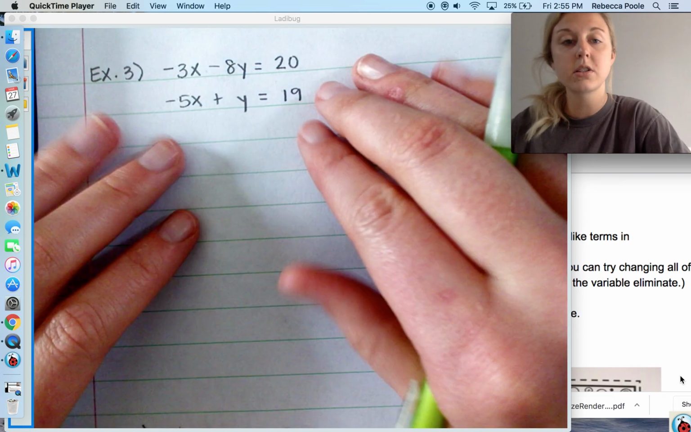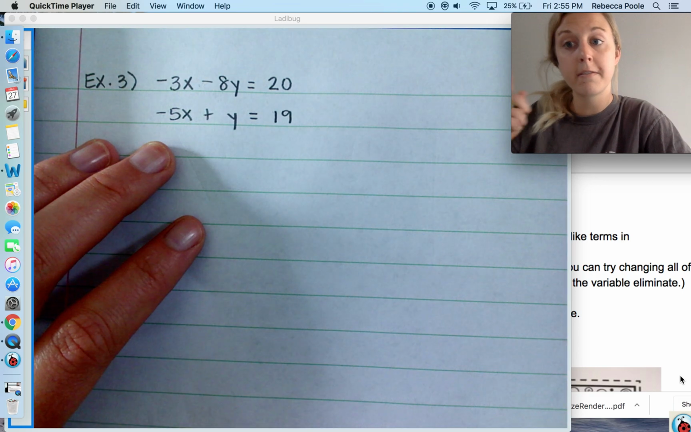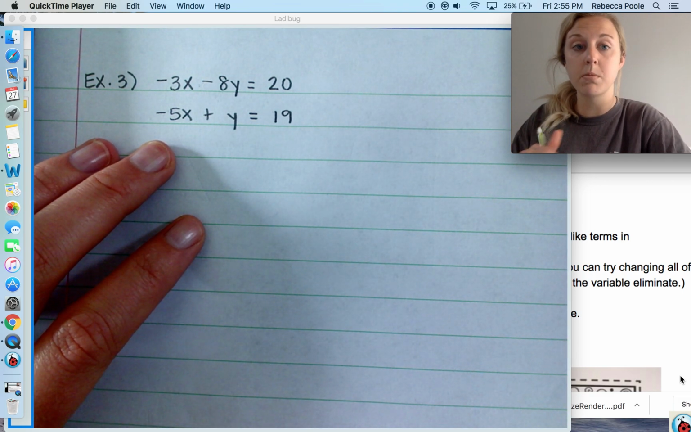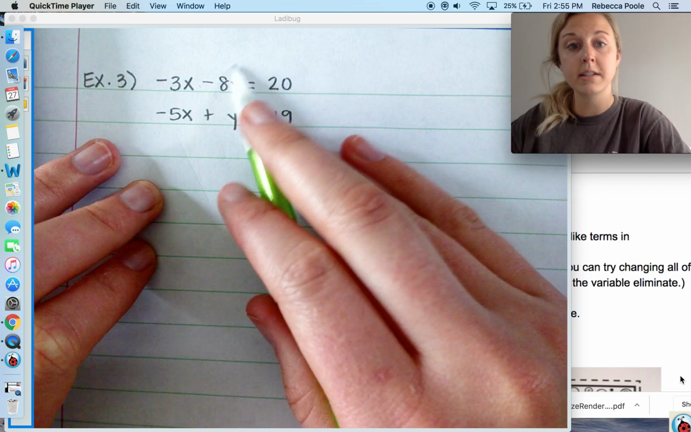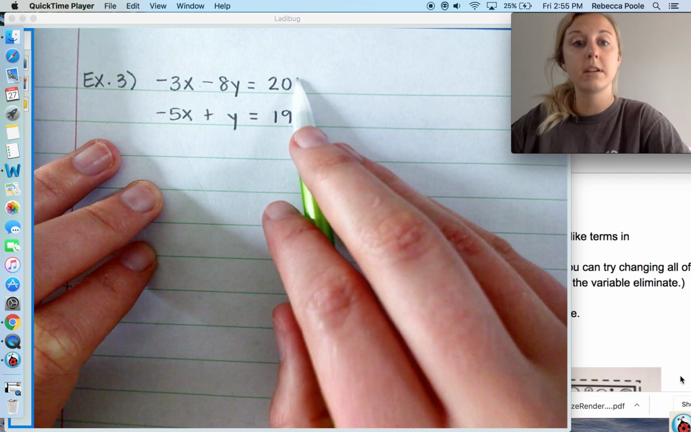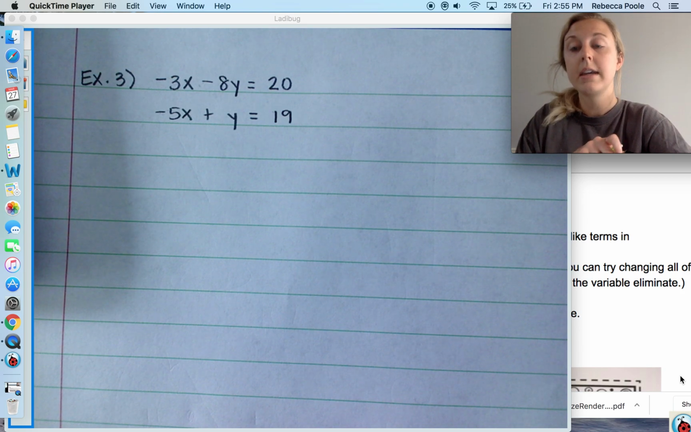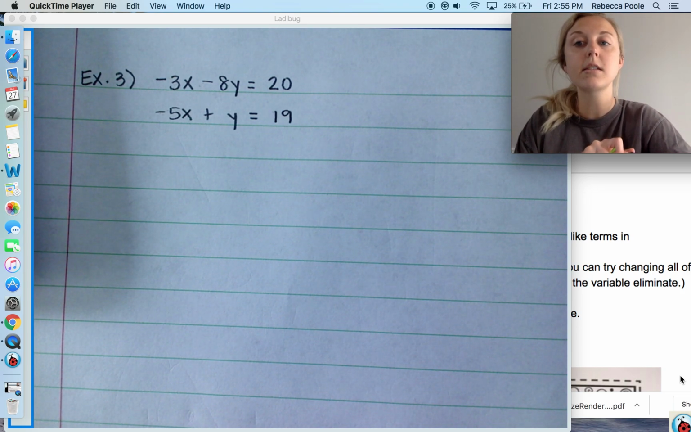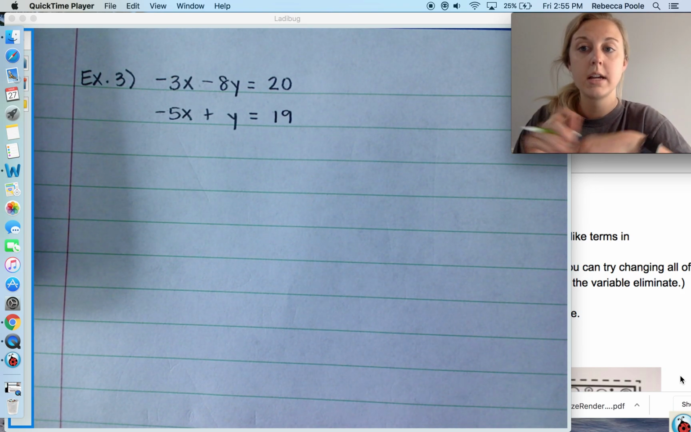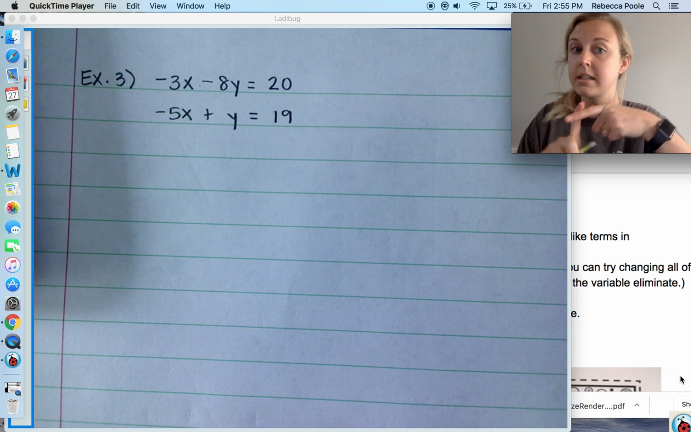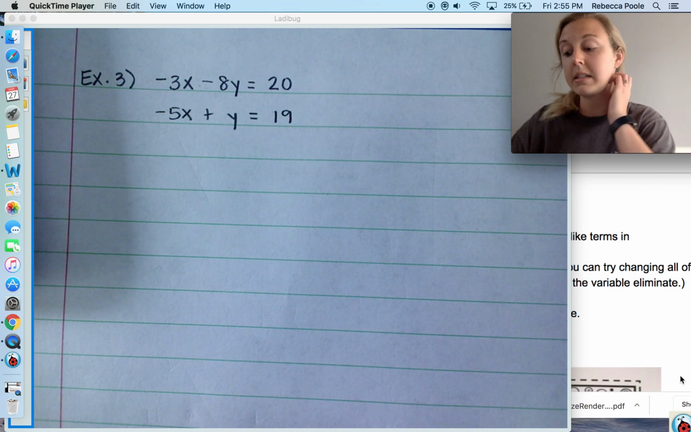So let's go ahead and get started on example 3. First, check and make sure your variables are lined up. I've got x's with x's and y's with y's and the solutions together. So everything is lined up. That looks good. Now we want to look for the easiest pair to eliminate. Is it easier to eliminate the x's? Is it easier to eliminate the y's? So let's take a look at it.